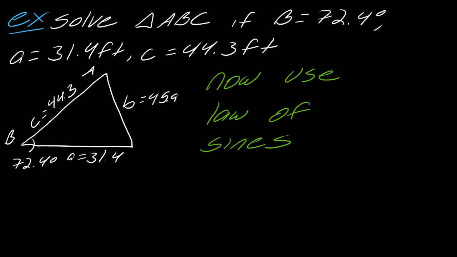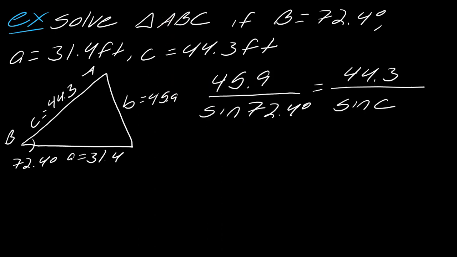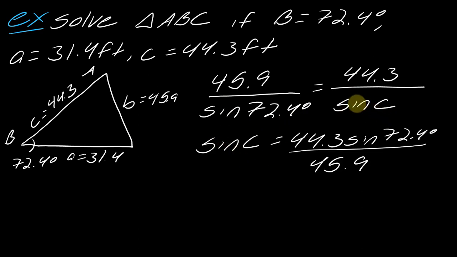And from here, we can use the law of sines. So I've got 45.9 over sine of 72.4, using my angle and the side that I have just figured out. Then I can figure out one of the other sides. I'm going to figure out my angle C here, so I know that this side is 44.3. If I go through and do the math, I'm going to multiply this side by sine C and divide this side by this number.